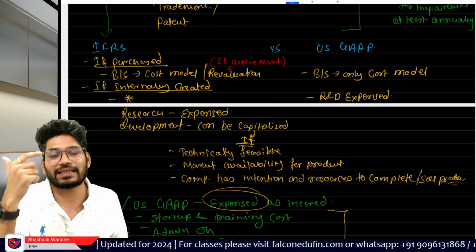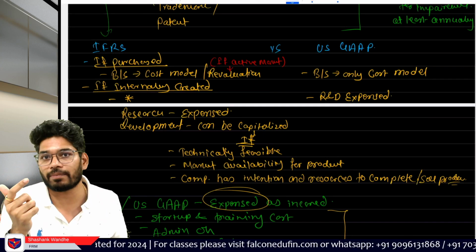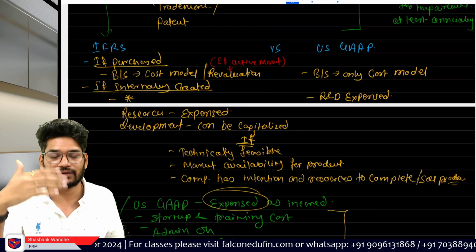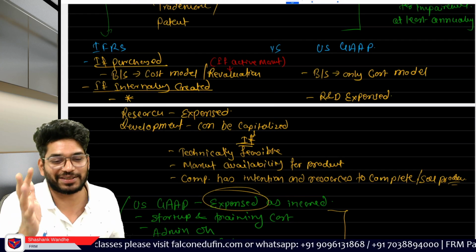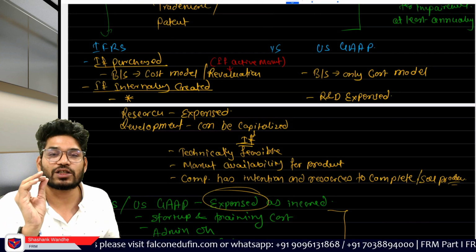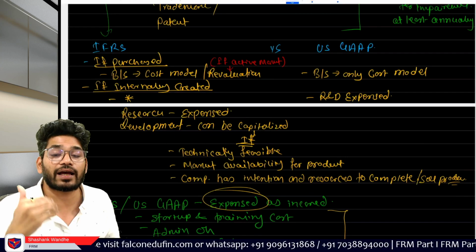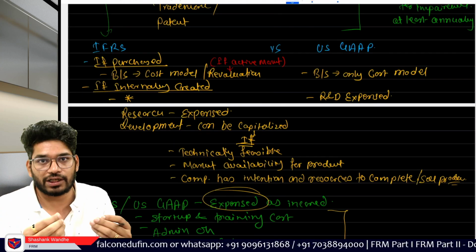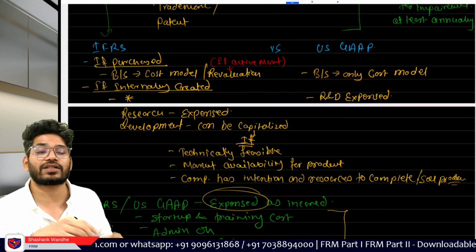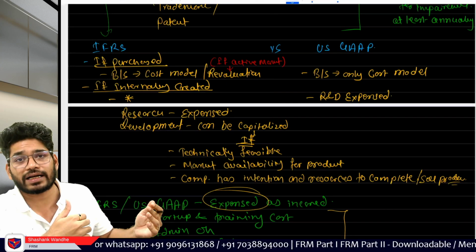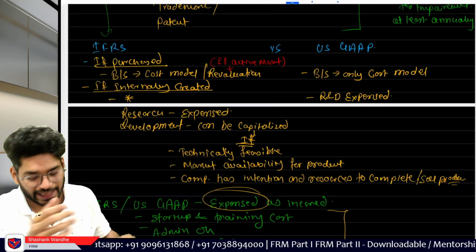In US, I'm repeating statements again and again so that it sticks in your mind, right? So I'm not wasting time just like that. Repeating some statements which can be confusing in the examination again and again. So make sure you listen to the repetition also. Now the US GAAP, if the research and development expense is there for the internally created assets, then it should be expensed in US GAAP.